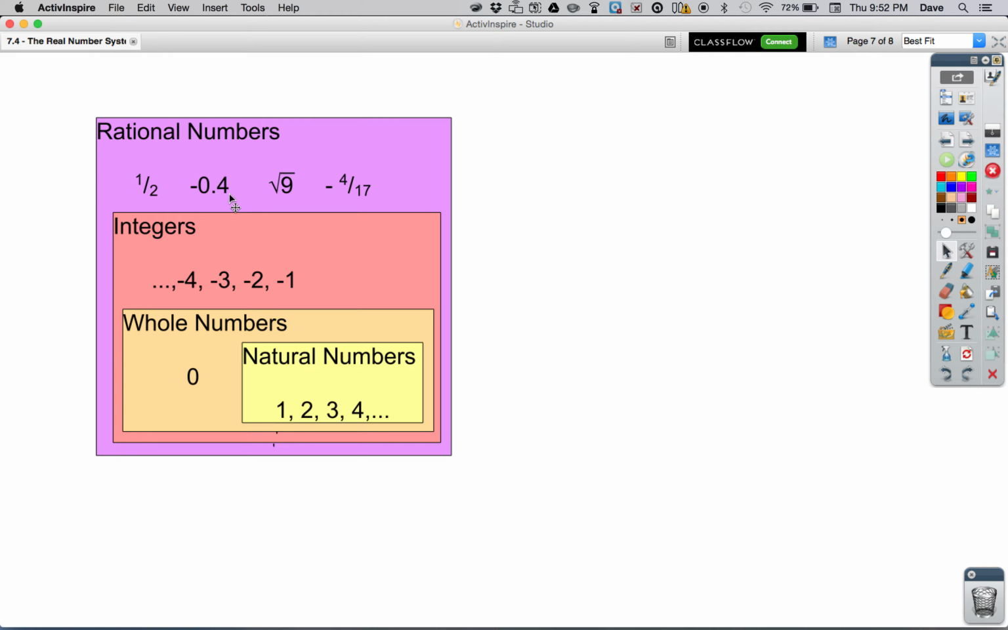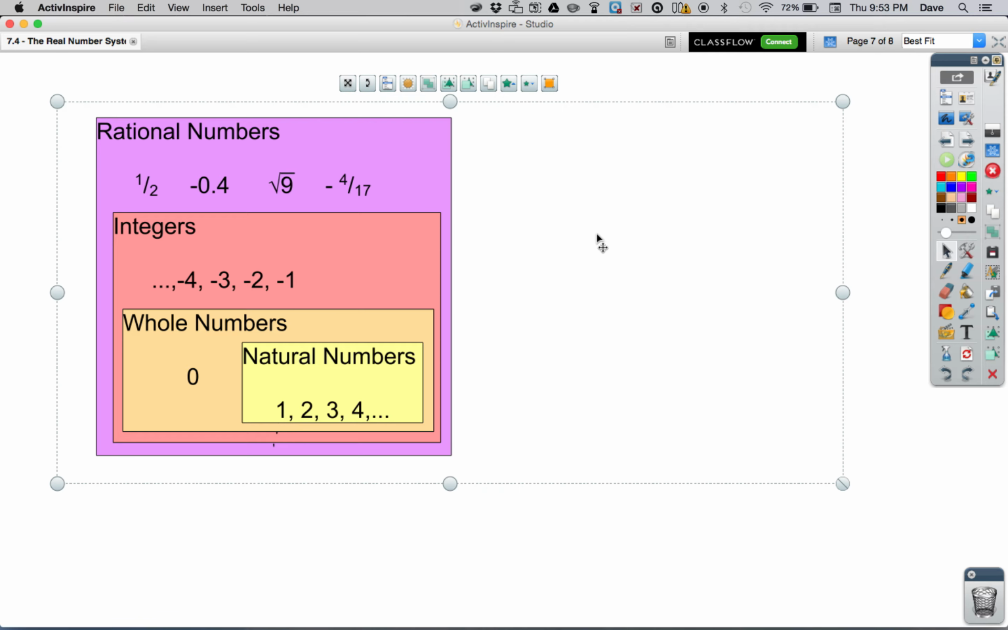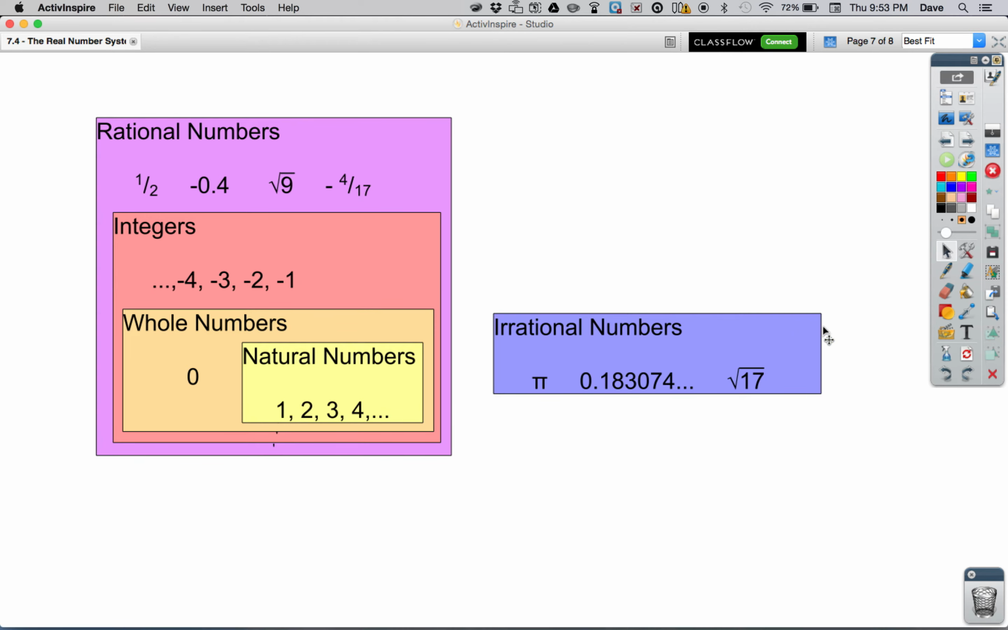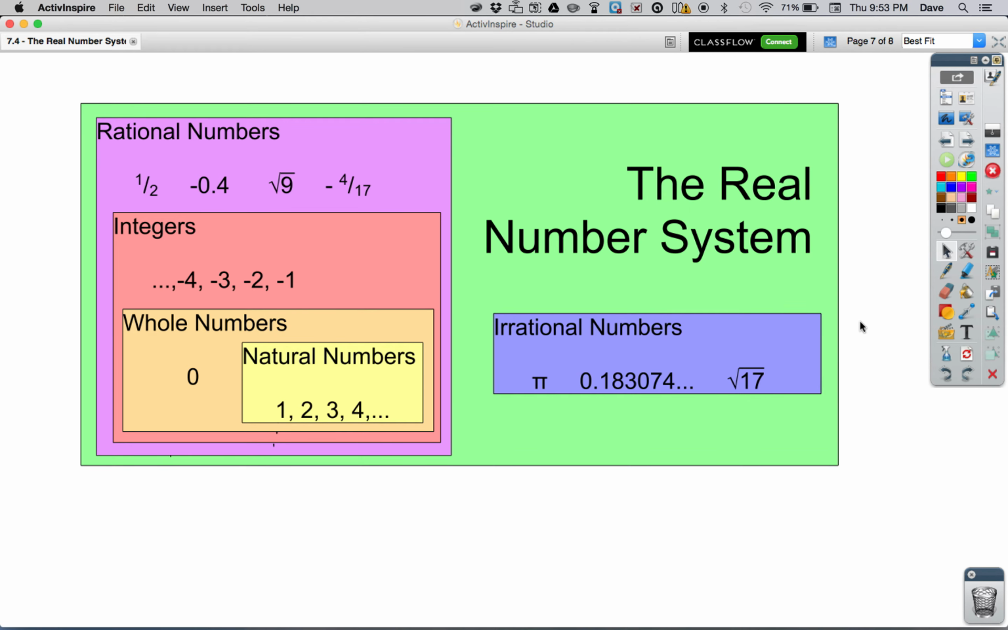Rational numbers were, of course, situations where I needed to describe partial numbers, a half, negative 0.4, things like that. And so anything that could be written as a fraction. And then finally realizing that some things could not be written as fractions. And that gave us the irrational numbers. Now notice how the irrational numbers are a separate group from the rational numbers. These are all the numbers that couldn't be described in this system and then were just kind of outside of that Venn diagram. So pi or any decimal that went on forever with no pattern. And so all these put together is what we call the real numbers system.